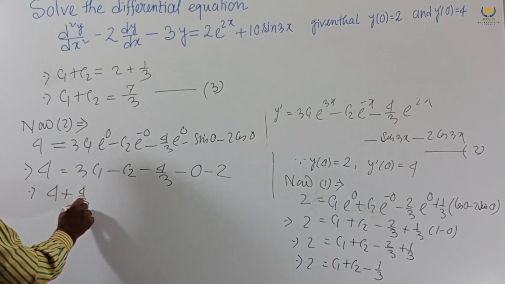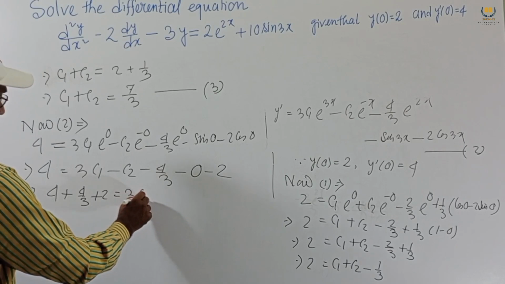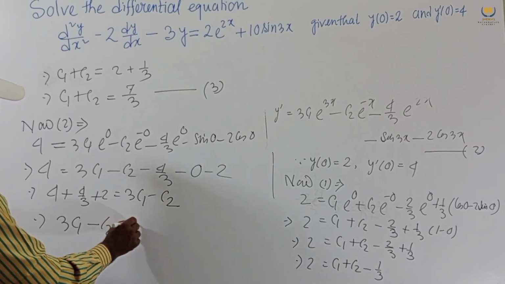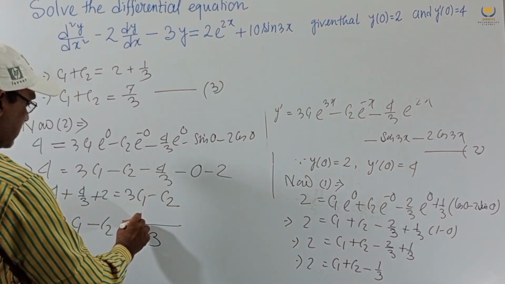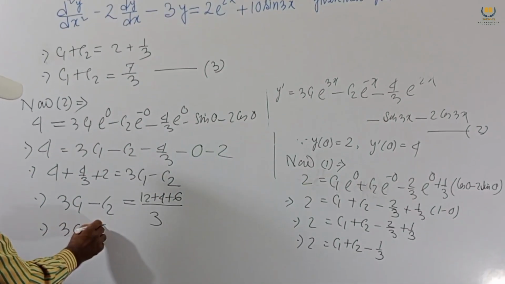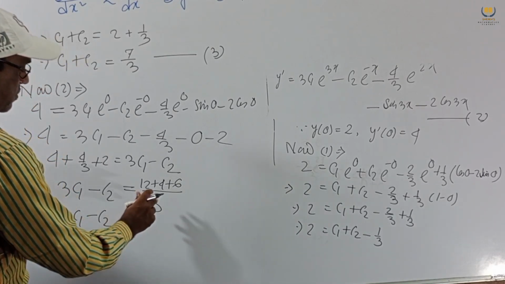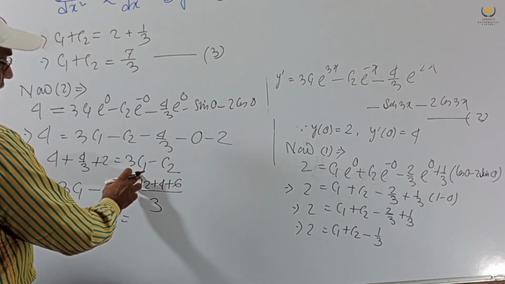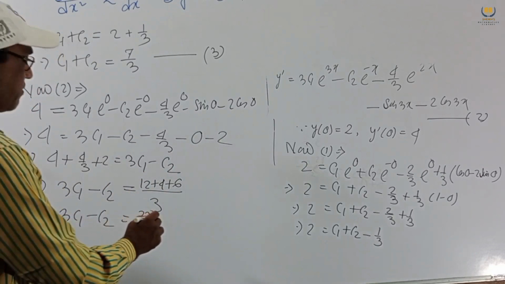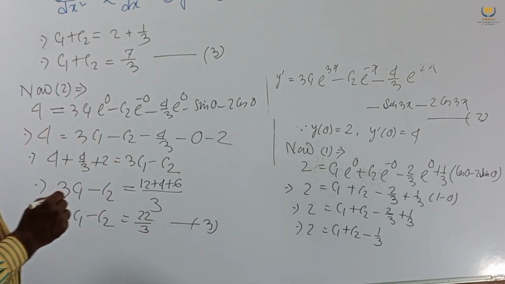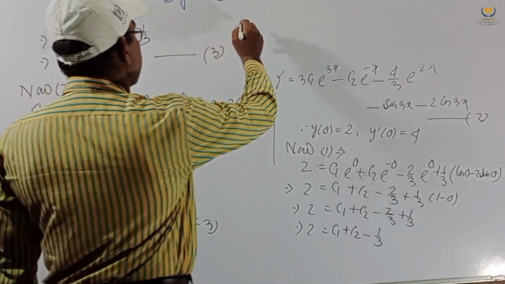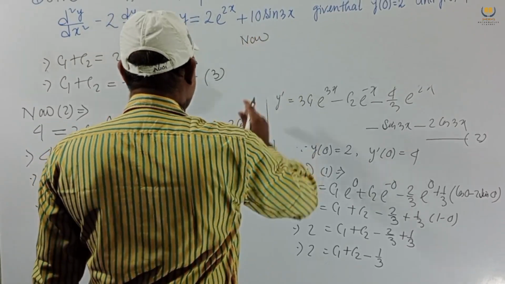So 4 plus 2 minus 4/3, this is 3c1 minus c2. So this implies 3c1 minus c2 equal to, LCM is 3, 12 plus 6 minus 4, so 3c1 minus c2 equals 22/3. This is number 4 we consider. Now we add this to this, c2 and c2 cancel.